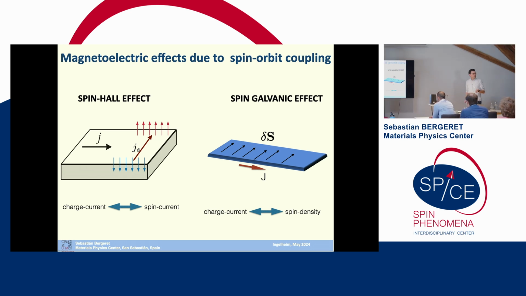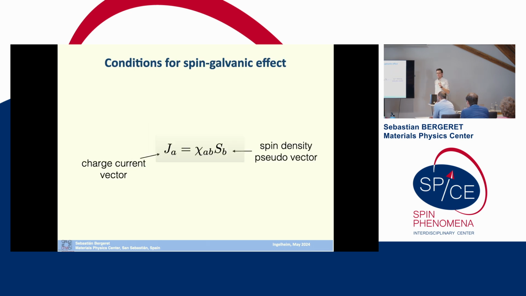Now there is another type of magnetoelectric effect, which is a bit more subtle, which is called the spin galvanic effect. And this effect actually was pretty much discussed in the literature. You connect a charge current with a spin density. And again, we do the same analysis. Here we have a charge current, which is a vector. Here we have a spin density, which is a pseudo-vector. So we need a second rank pseudotensor.